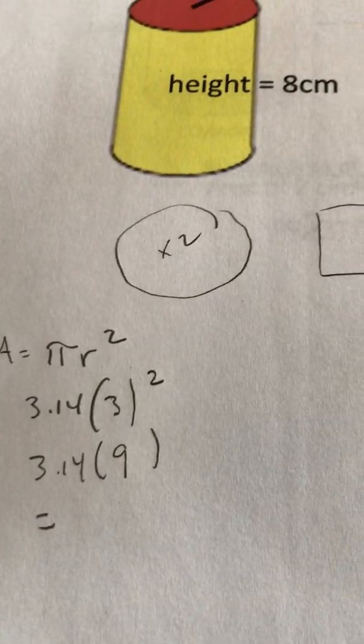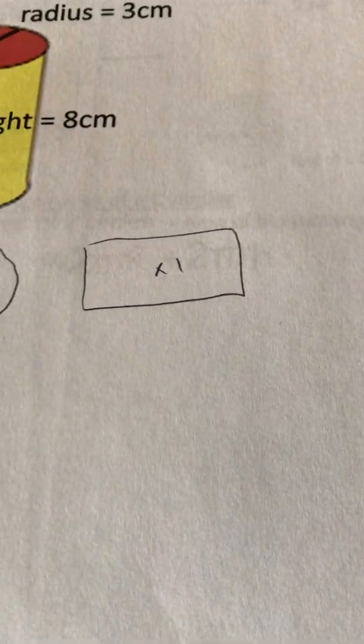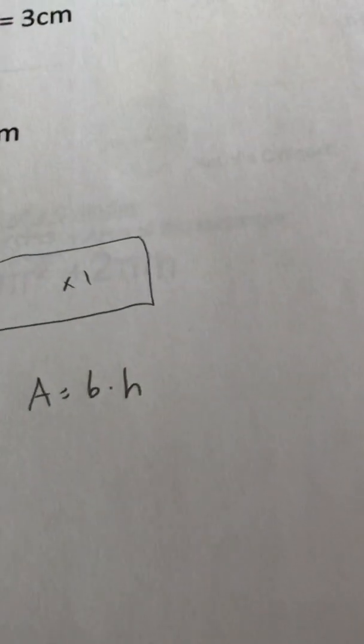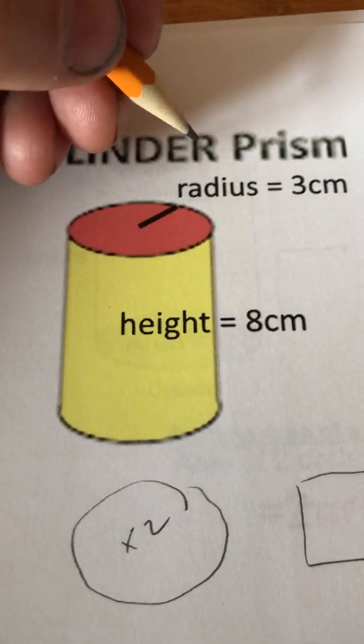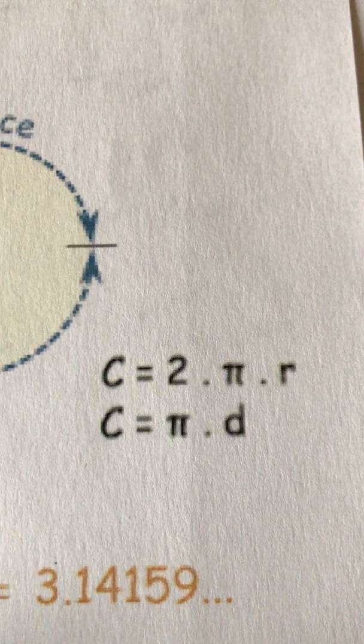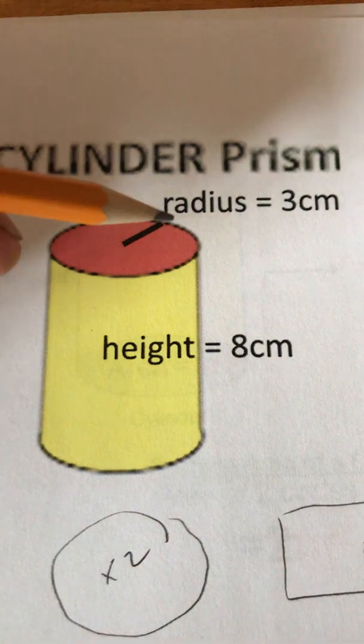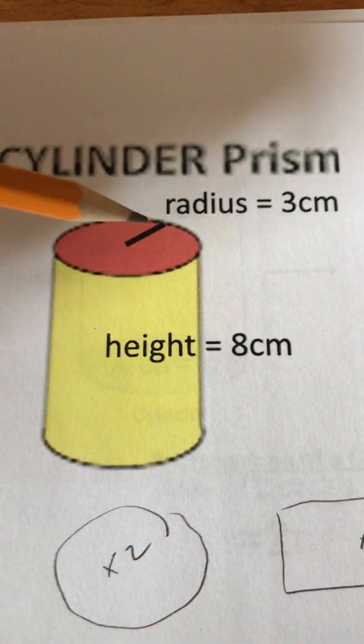Great. Well, what about over here? That's just a rectangle. Normally, we'd like to say area equals base times height. Well, what is the height? Height is 8. Great. But what was the base of this? We don't know. That's why we have to use our formula for circumference. Because circumference, remember, we took this and we unrolled it.